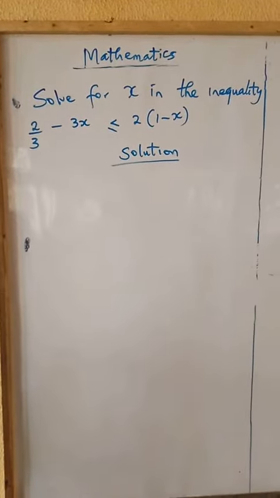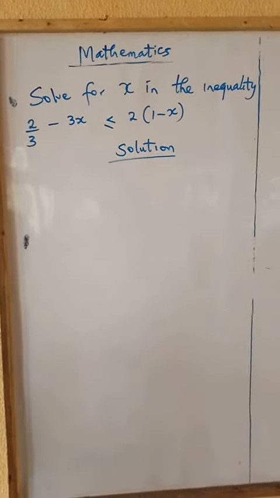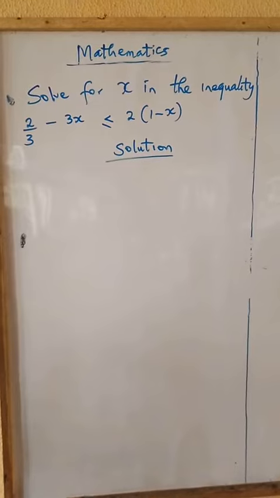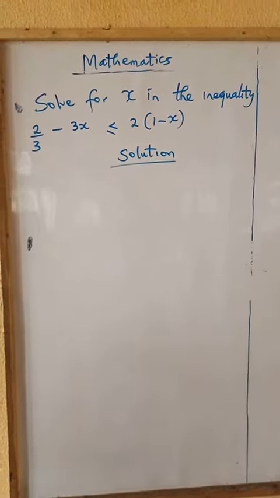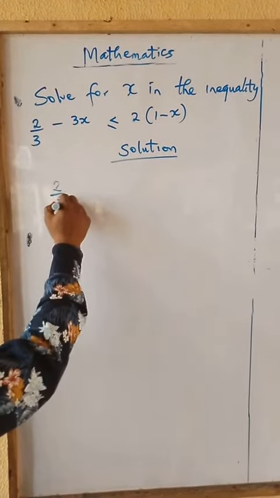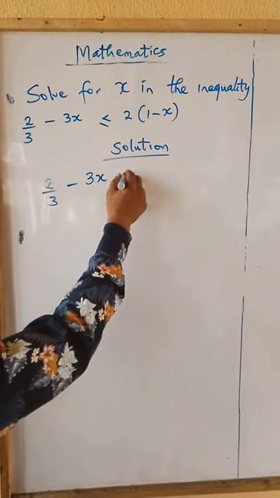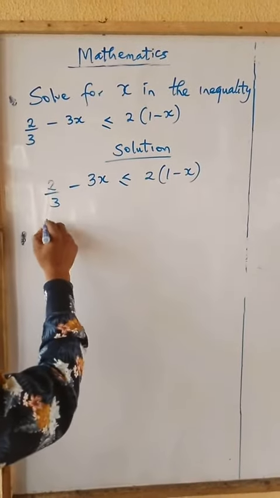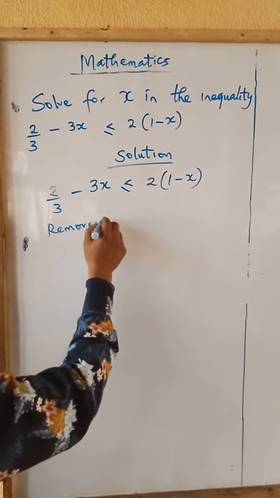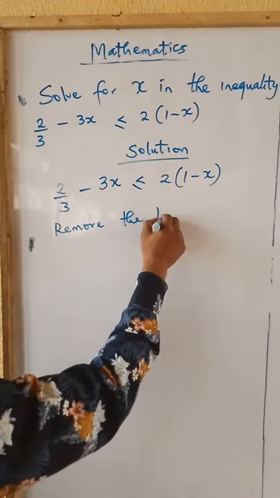Solve for x in the inequality. We have 2 over 3 minus 3s less or equals to 2 into bracket 1 minus s. So the first step that we need to take is to open the bracket. Remove the bracket at the left hand side.